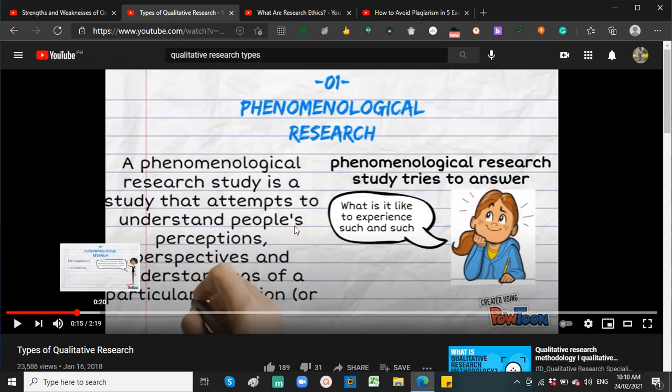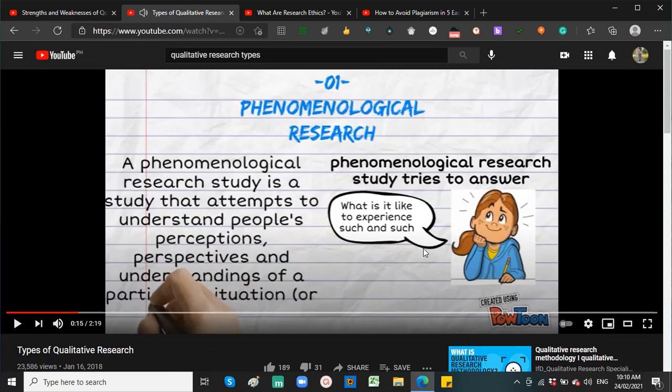So we are just going to focus on phenomenology. Okay, and then the main question is, what is it like to experience such and such? So our focus is to understand, again, people's perceptions, perspectives, ideas, understandings of a particular situation or particular phenomenon. Our goal is to understand their experience, the collective experience.